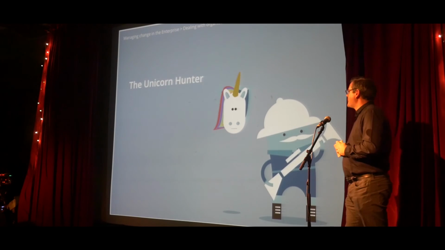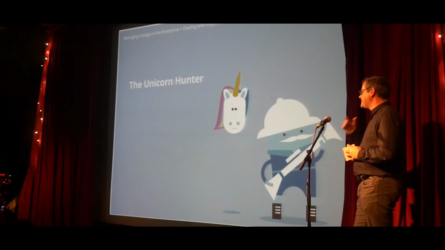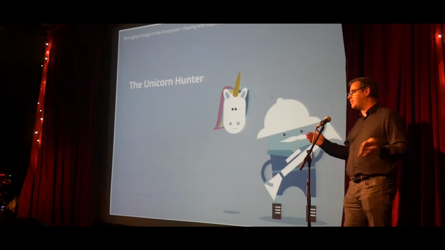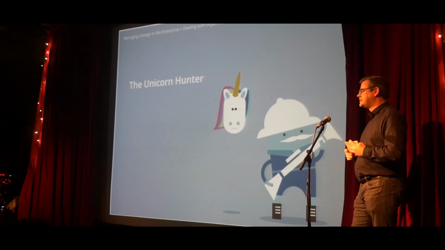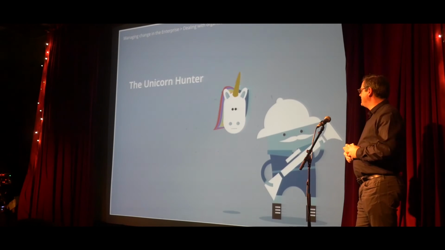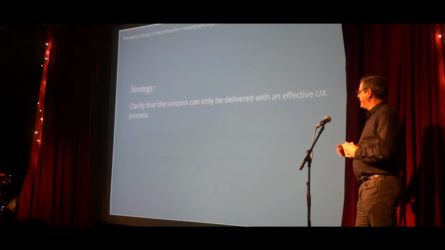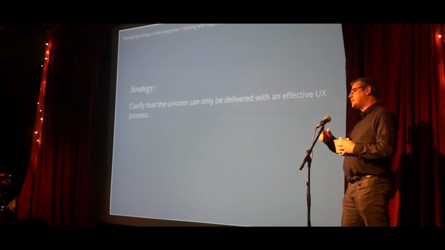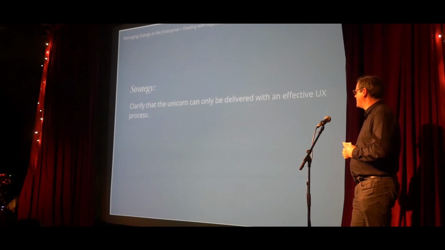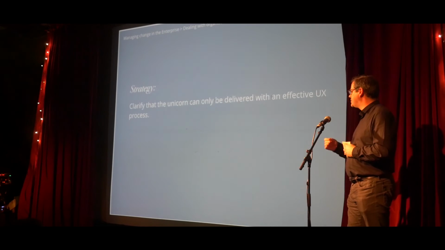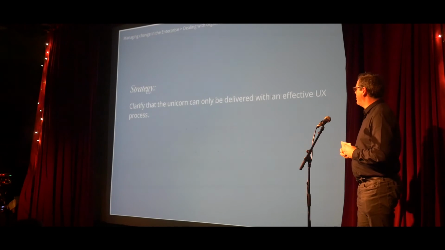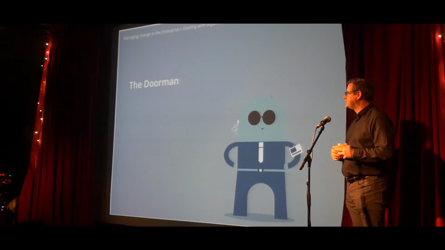The unicorn hunter is the kind of guy who's looking for the next big thing, the product that solves all the problems. He just wants results. He doesn't care about how to get there. So what we need to do is communicate with him about the process, about the fact that user testing and research is how we measure and evaluate success, and clarify that the unicorn can only be delivered with an effective UX process.